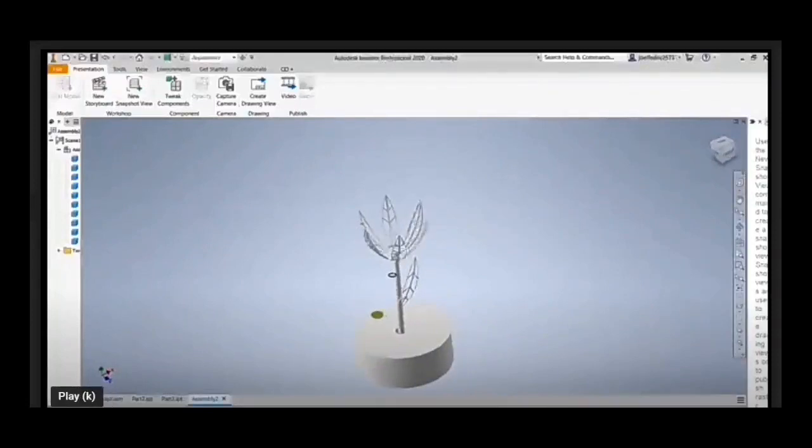The movement of these petals is controlled by a push rod. The mechanism is similar to that of an umbrella. The push rod is controlled by the servo motor set in the bottom of the model.